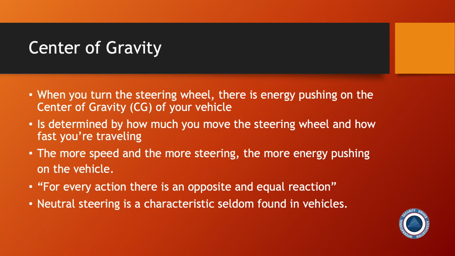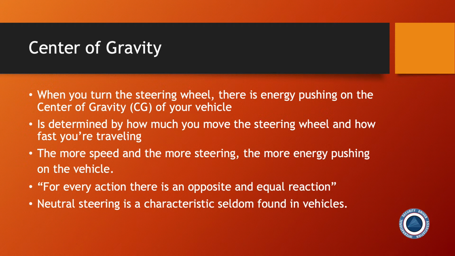When you turn the steering wheel, there is energy pushing on the center of gravity of your vehicle. The amount of energy, which can be measured in G's or pounds, is determined by how much you move the steering wheel and how fast you're traveling. The more speed and the more steering, the more energy pushing on the vehicle. Remember, from high school, for every action, there is an opposite and equal reaction. So, if there's a force pushing on the center of gravity of your vehicle, there has to be an equal and opposite force pushing back. That force pushing back is created by the friction your tires make with the road.